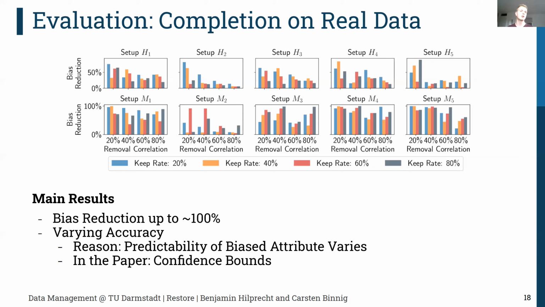And that's why an interesting question is, can we recognize the cases where the completion will be really good? And that's why in the paper we derive confidence bounds also. So the models basically give us an estimate on how accurate the current completion is and give us a confidence interval similar to approximate query processing. And the details can be found in the paper.